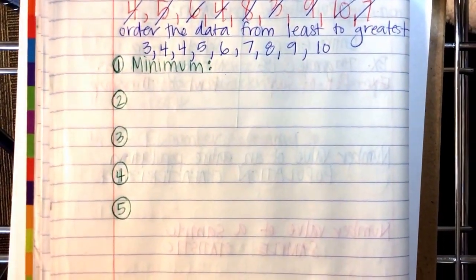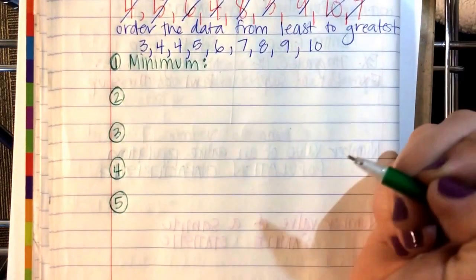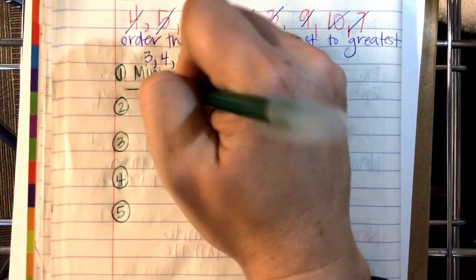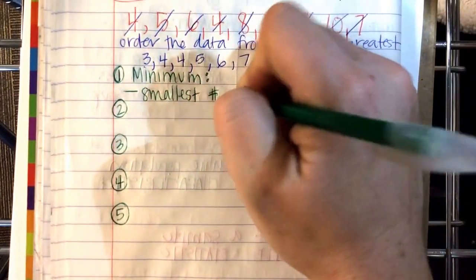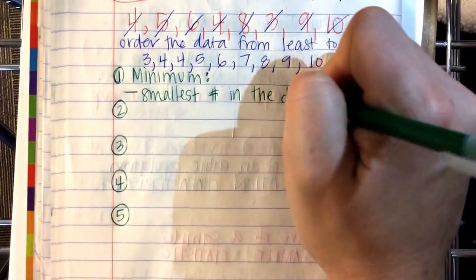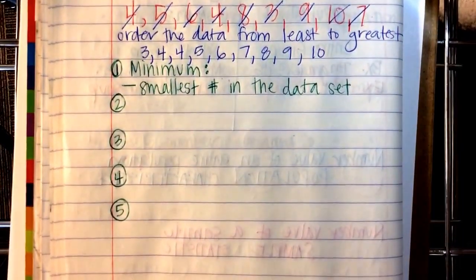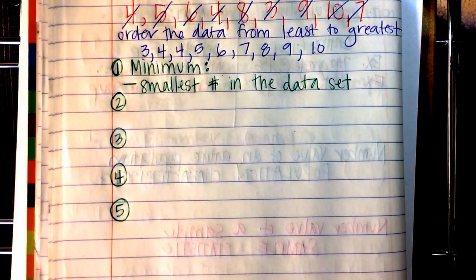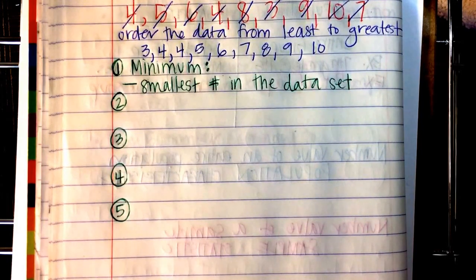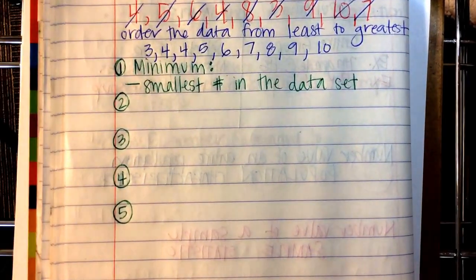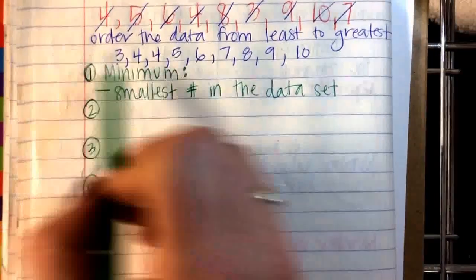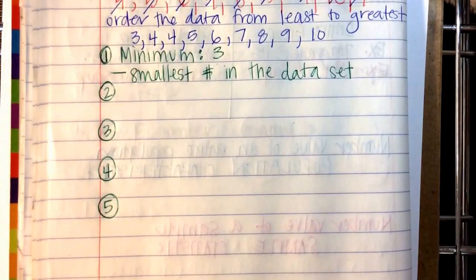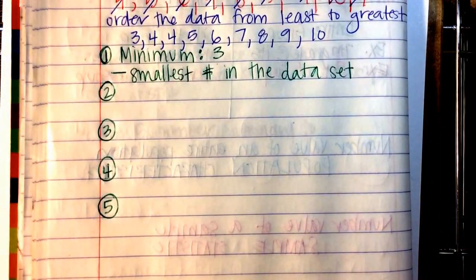How do you define the minimum? What's the definition? Safi? Smallest number in the data set. So if the first thing we look for is the minimum, looking at this problem, what is the minimum? 3. This is why it's important to put it in order. My minimum in this is 3. First thing I look at.